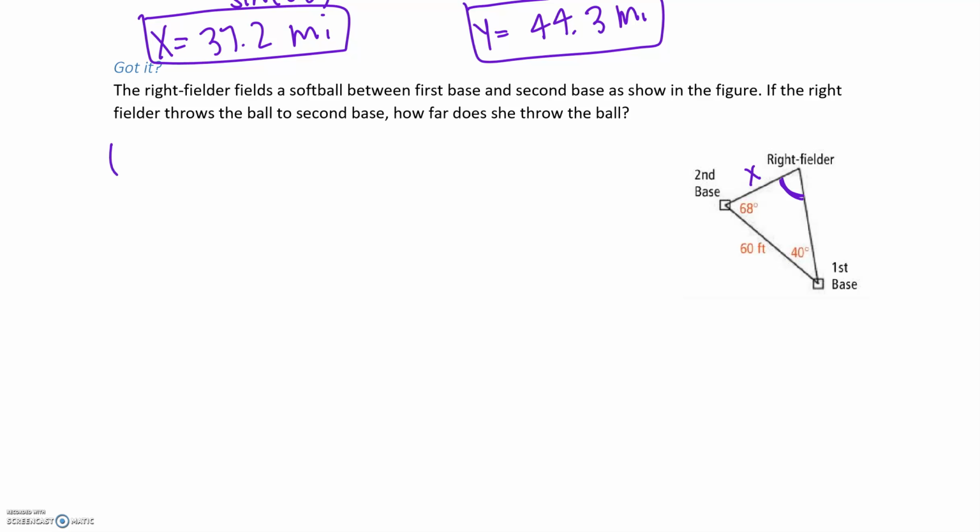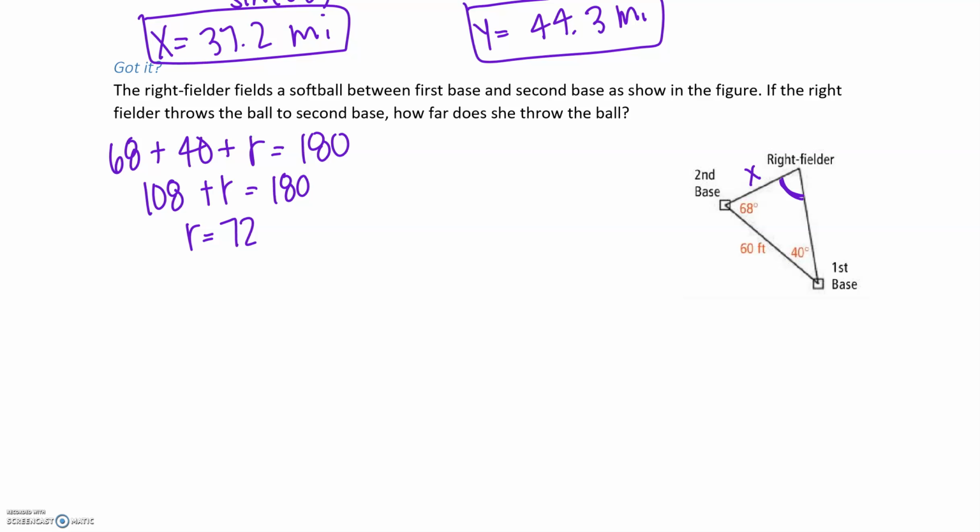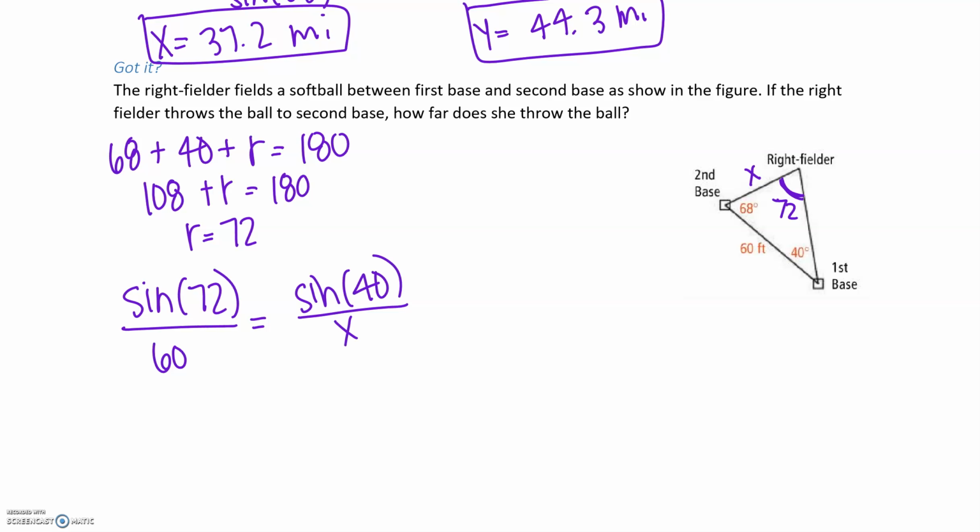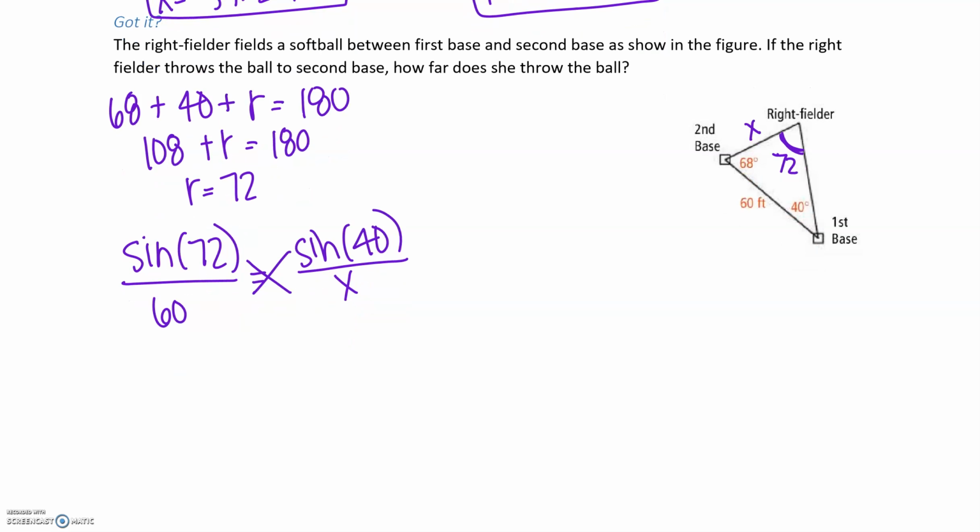So that means we're going to have 68 plus 40 plus R equals 180. That leaves us with 108 plus R equals 180. So R is going to equal 72. So if this is 72, we can start writing our law of sines. So we're going to have sine of 72 over 60 equals, since we're looking for this side right here, we need to find the opposite angle, which is 40. So we're going to have sine of 40 over x.